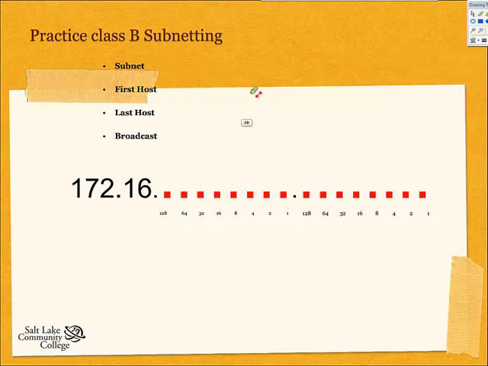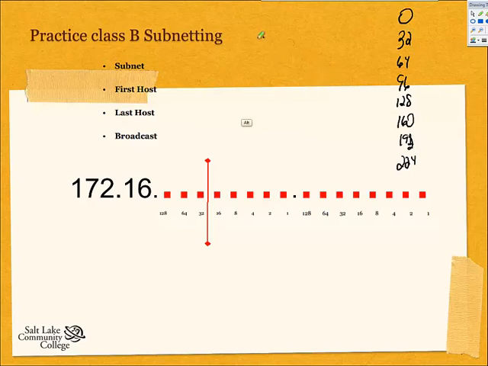Okay, this time I'm going to say that I am going to need 8 networks. So draw my line as I always do. My increments are going to go in increments of 32. So I'll write it out: 0, 32, 64, 96, 128, 160, 192, 224. So there's our 8 possible networks.